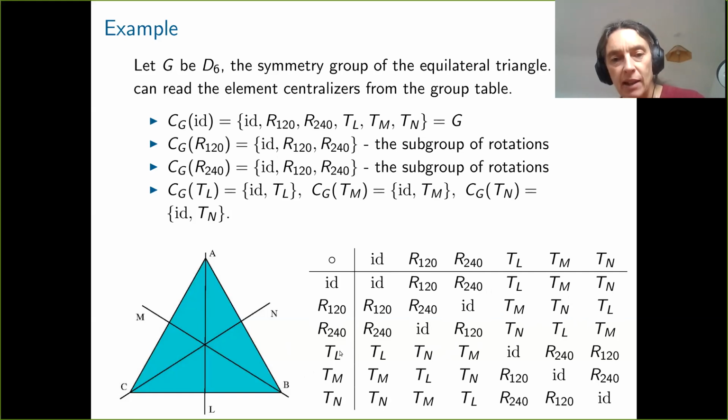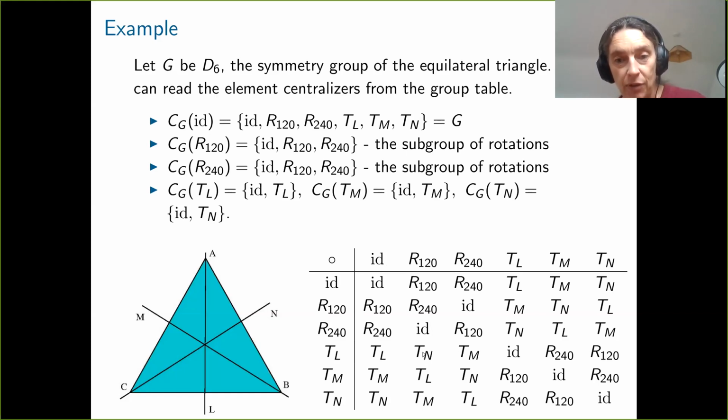And again, same idea. Look at the order in which the 6 elements of the group appear in the row labeling TL, bearing in mind that that's TL after each of these in turn. Look at the order in which they appear in the column labeling TL, which is each of these in turn composed after TL, and just see which ones appear in the same position in the row and in the column. So in the first position of both the row and column, we have TL. That tells us that TL commutes with the identity. Okay, we already knew that, but we can confirm it.